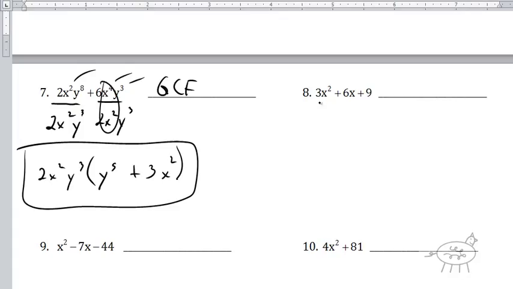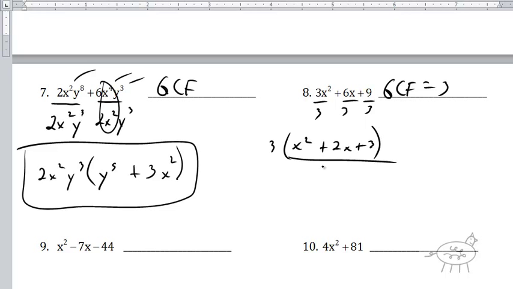Okay? All right, the next one is GCF, because I see each one can take a 3. So the GCF is 3. And if I divide each of these by 3, I get 3 parentheses x squared plus 2x plus 3. Okay, so now here's the deal. This is another trinomial. Now, not always, but I have to try and factor that. It's 3, and then the signs are plus, plus.